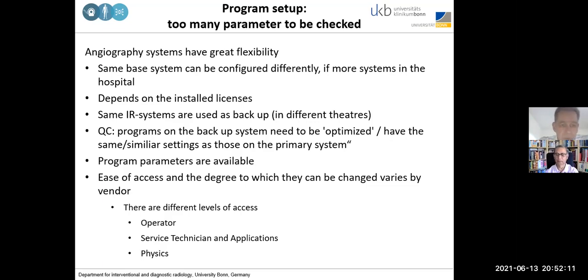So please ask the vendor that the basic programs should be set with the same presets and the same parameters. And I would actually recommend that you should get also for that machine a physics mode.